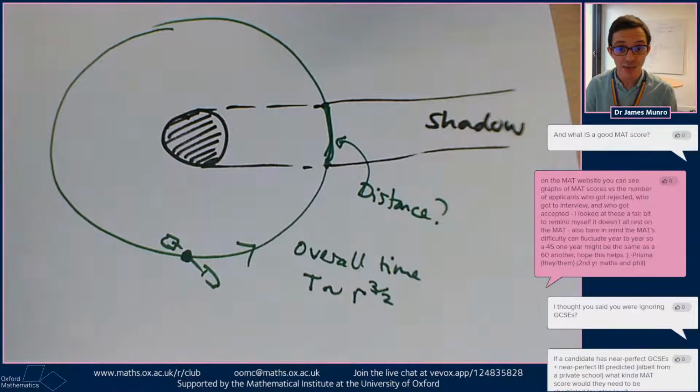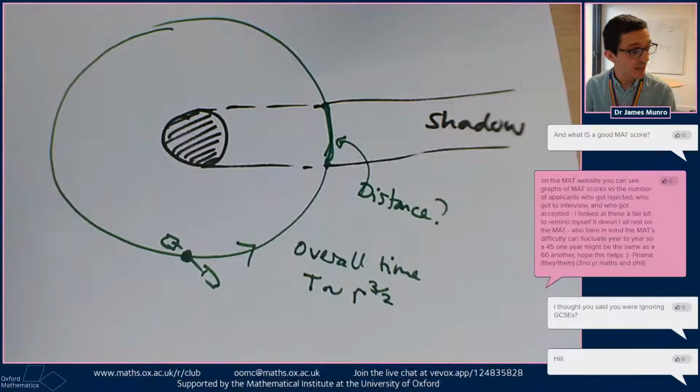What is a good math score? There are some histograms on the MAT website. So if you get into the MAT website, then you can look at that, and the MAT website's got histograms of what other people have scored on the MAT in each year.